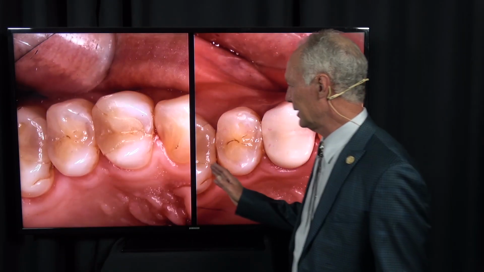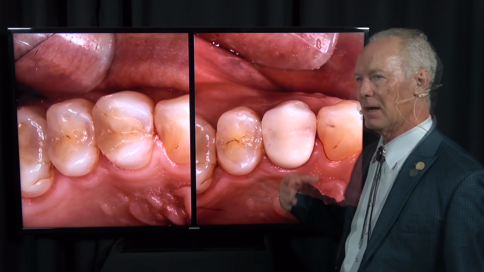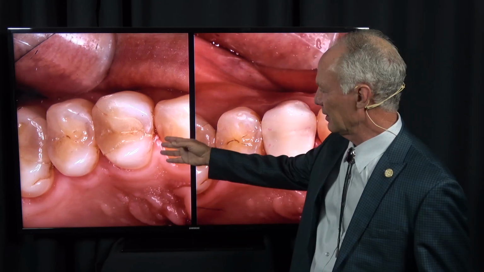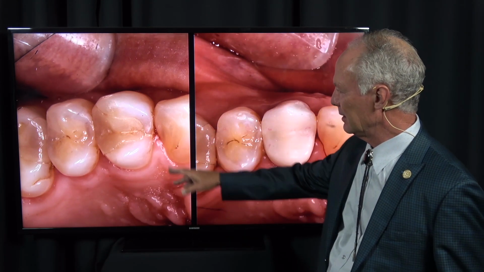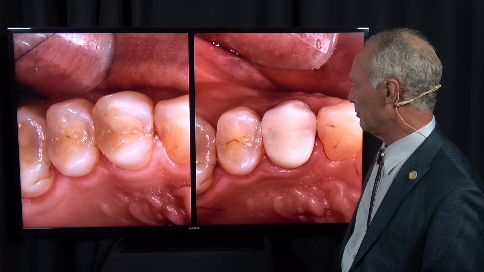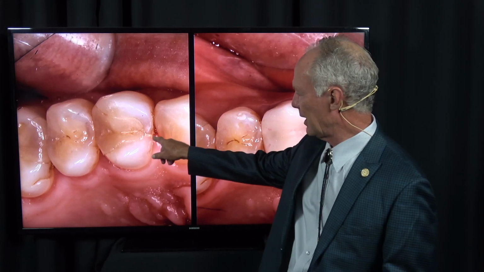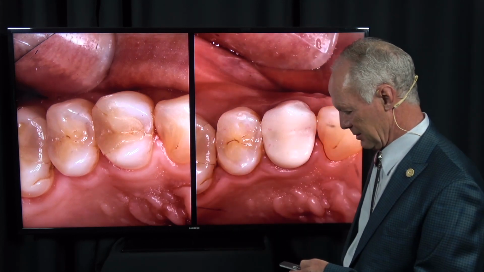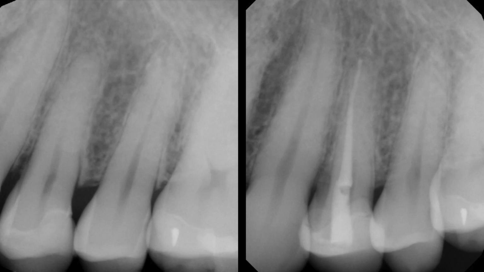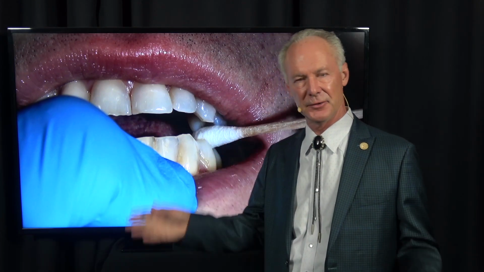Hello, this is an interesting case. Many of you have asked, how do you diagnose and treat a cracked tooth? Well, this fellow is a neurosurgeon, and he came in with this tooth bothering him. You can see the crack right here. So how do you diagnose a cracked tooth? Here's a before and after, the endo. This is how you diagnose a cracked tooth.